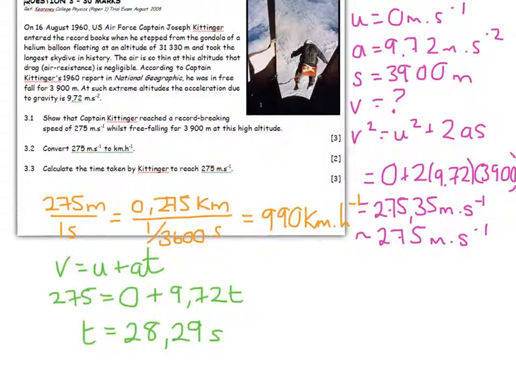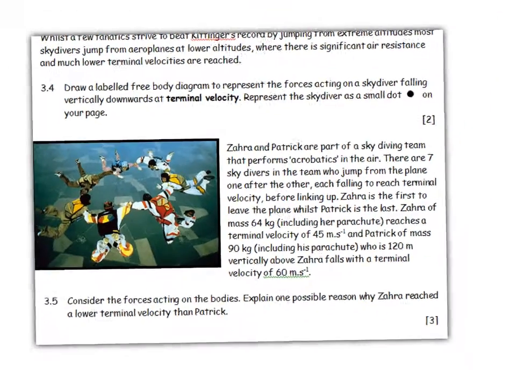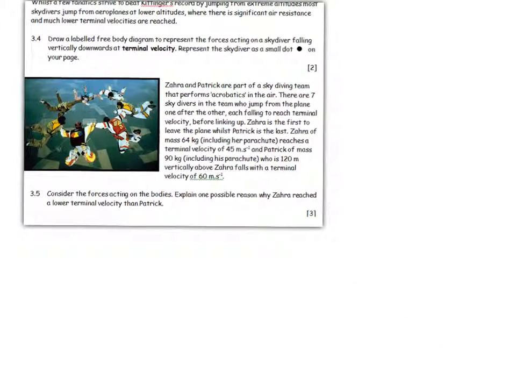The next thing is skydivers jump from altitudes that are generally lower, and there is significant air resistance at lower altitudes. So now they're going to start asking me to consider air resistance. If I take a look back at Kittinger's jump, the whole thing took place at very high altitudes. I mean, obviously, eventually he had to have a parachute fall. So there was less air resistance.